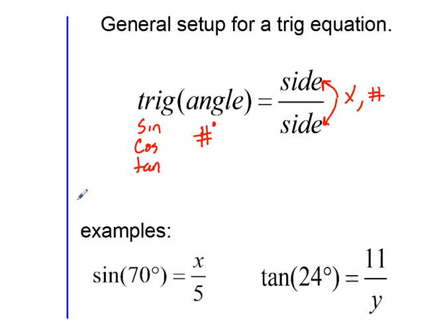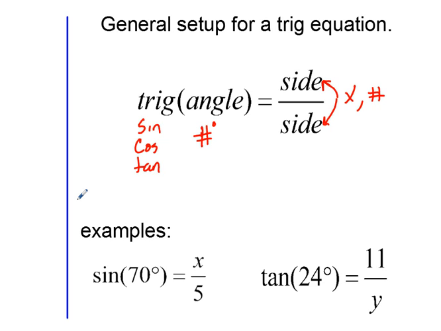Here are some examples. You see, this is set up for sine of 70 degrees, and it's going to be equal to x over 5. Notice how there's a number in the angle position. This problem uses sine, the variable is on top, and there's another side on bottom. In this problem, we would be solving for the opposite, and the triangle would have had a 5 on the hypotenuse. Here's another example, tangent of 24 degrees. This came from a triangle where we were given an opposite 11 and an adjacent y. So we are solving for the adjacent side, and the angle in the triangle was 24.